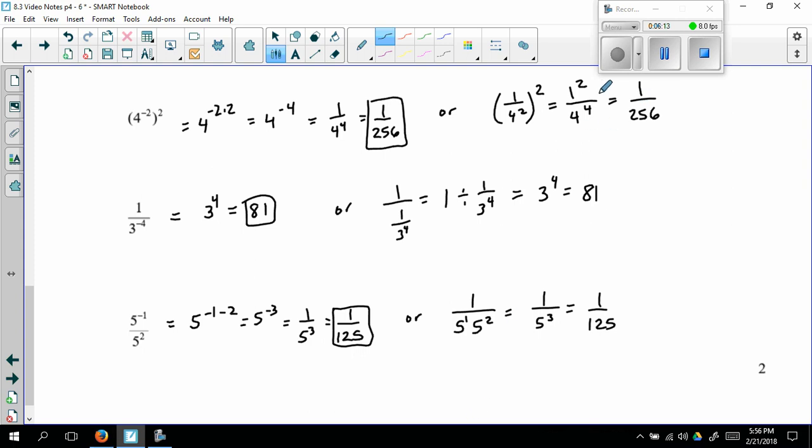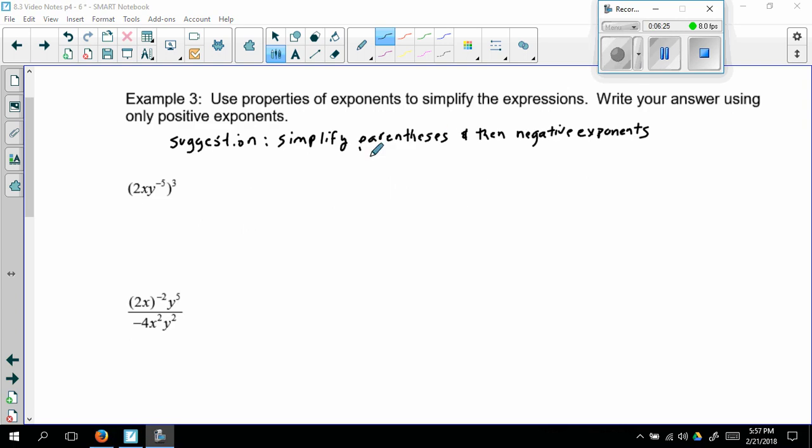Okay, so pause the video, take a look at all that, try to absorb it, try to understand both ways, and ultimately you can decide which way makes sense to you. So pause the video, and then once you're ready, move on to the next page.